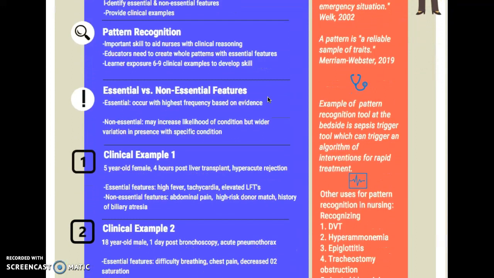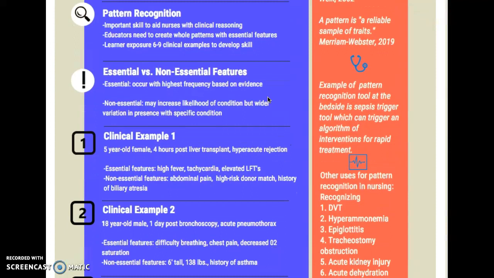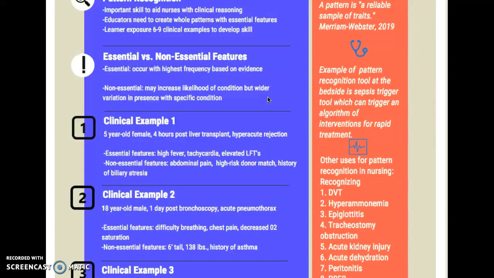So I thought about some clinical examples based on my experiences and on the patients that I see on the unit where I work, which is an acute surgical transplant pediatric unit. Clinical example 1 is a 5-year-old female, 4 hours post-liver transplant, and she has developed some features of hyperacute rejection, which would be very important for nursing to identify immediately because it needs immediate treatment and intervention.